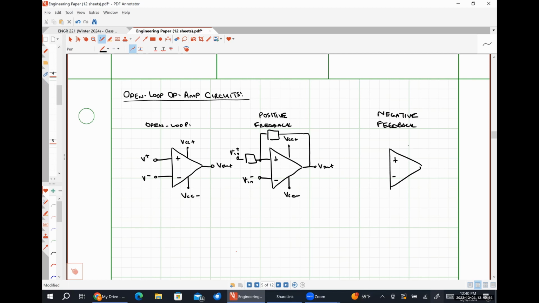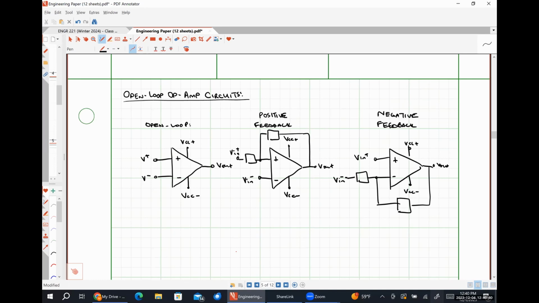So plus, minus, VCC plus, VCC minus, Vn plus. Here's V out. Here's Vn minus, right? So this is what negative feedback looks like.